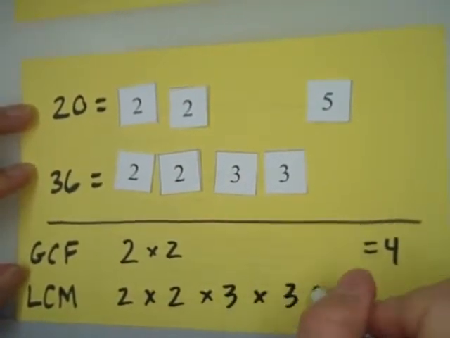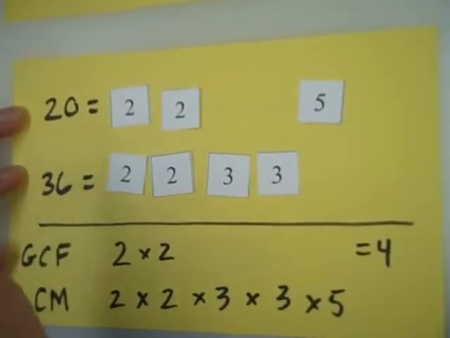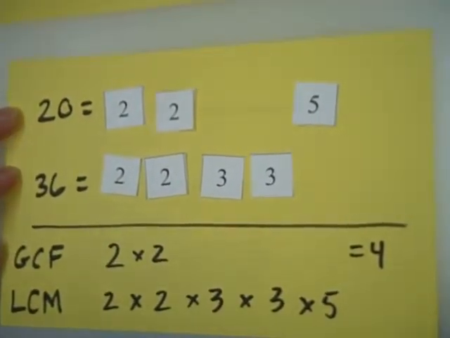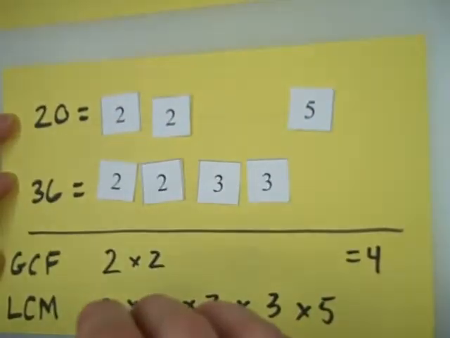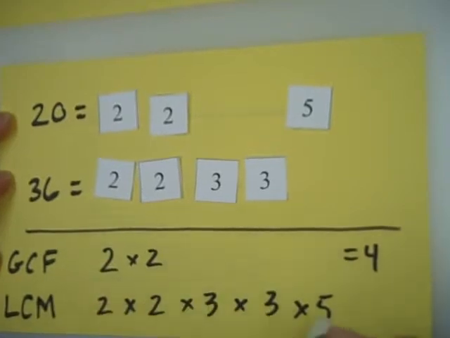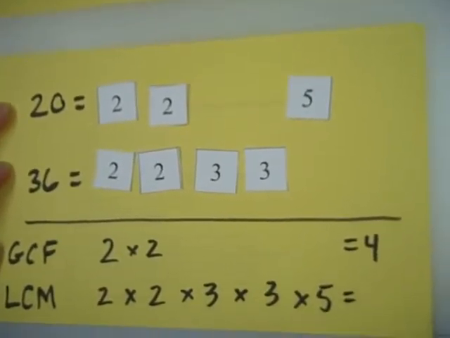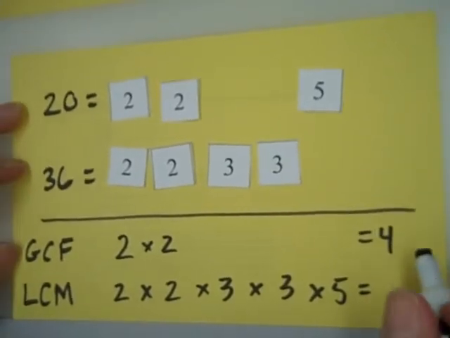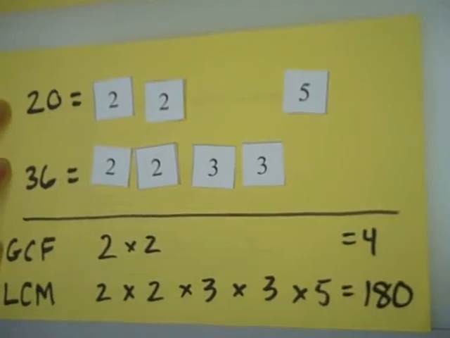We don't list it twice. It's like the milk problem, right? If the husband lists milk and the wife lists milk, you still only get milk once at the store, right? So it's the same thing with a union here. If 2's listed here and 2's listed here, it only gets listed once down here for each set. Okay? And so what is 2 times 2 times 3 times 3 times 5? What is it? 180. So our least common multiple is 180. Our GCF is 4.